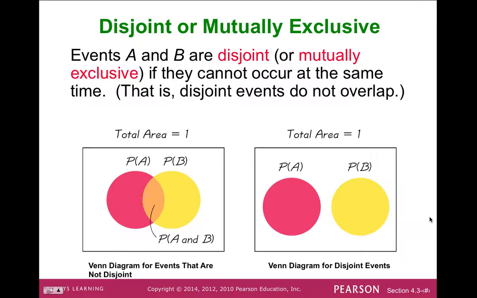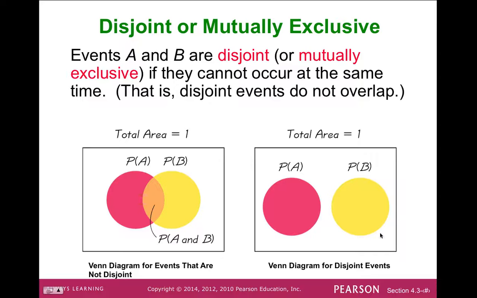All right. We also need to discuss what we call disjoint or mutually exclusive events. Events A and B are considered to be disjoint or mutually exclusive, those two words mean the same thing, if they cannot occur at the same time. That is, disjoint or mutually exclusive events do not overlap.